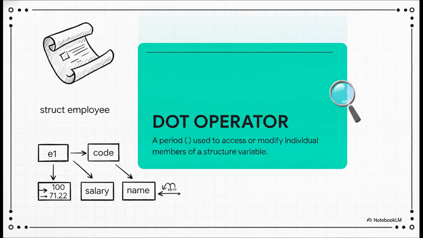So we have our blueprint. To bring it to life, we create a struct variable by typing struct employee e1. But how do we actually get the data inside of it? Well, we use the dot operator. It's literally just a period. By typing e1.code equals 100, we're reaching right into that structure and setting the ID. Typing e1.salary equals 71.22 targets the pay. The dot operator is your key to accessing and modifying specific members.